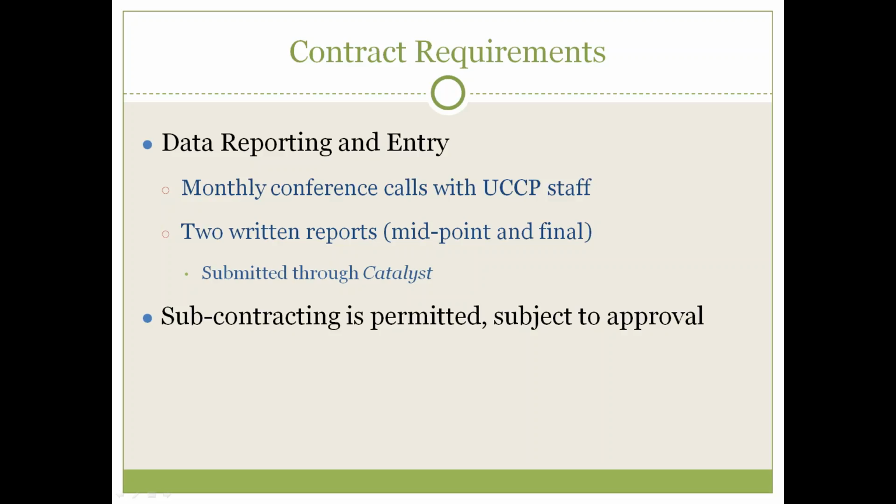So now into all of the fun housekeeping things. Contract requirements, data reporting and entry. Part of the grant requirements are that you have monthly conference calls with UCCP staff, and that you turn in 2 written reports, a mid-year and a final report. And they are submitted through the Catalyst reporting system, which is a web-based reporting system. It is free, and we can set all of that up for you, so that shouldn't be an issue. You just need to make sure that you have internet access.